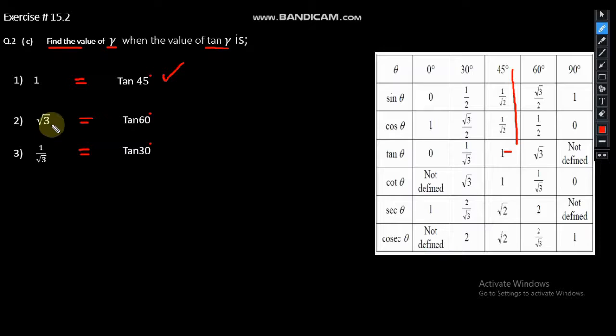Now under root 3, which is tan 60 degree. Now 1 upon under root 3, which is equal to tan 30 degree. Here tan theta is equal to 30 degree, which means tan 30 degree is equal to 1 upon under root 3. Okay, it is clear. Now next question.